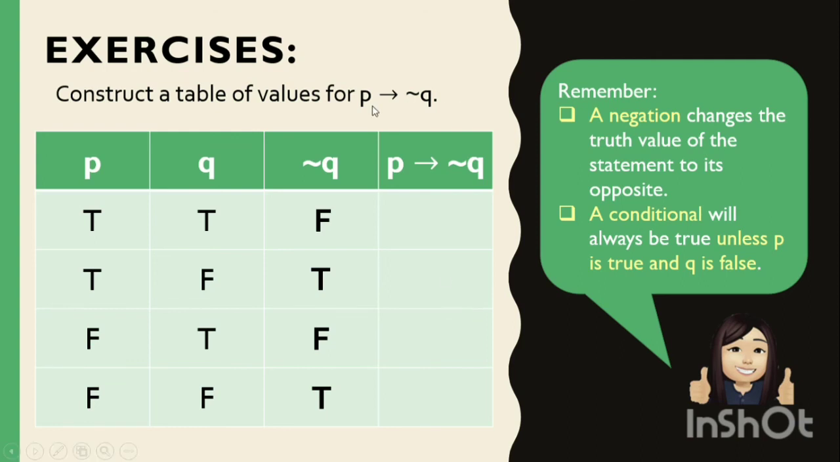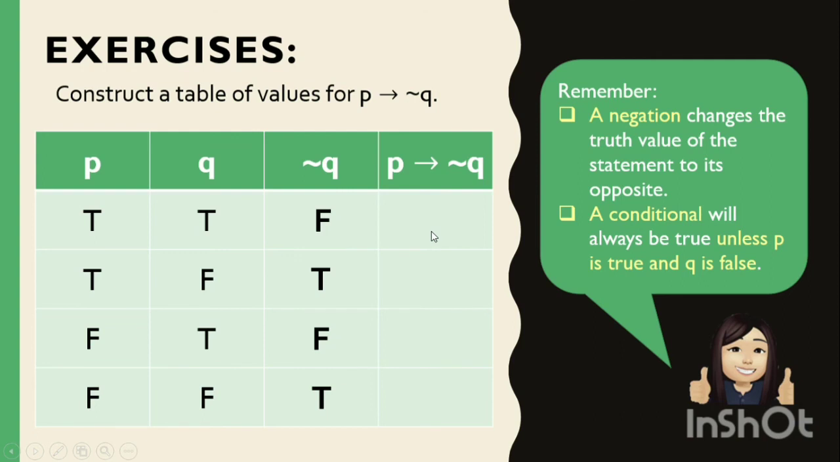So, P implies not Q is a conditional. If we're dealing with a conditional, it will always be true unless P is true and Q is false. So we have P implies not Q. We're only going to look at the first and the third column, and we will use the rule for the conditional. It will all be true unless P is true and Q is false. So first, P is true, not Q is false.